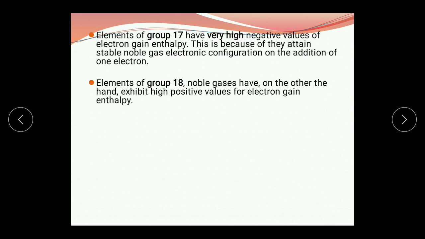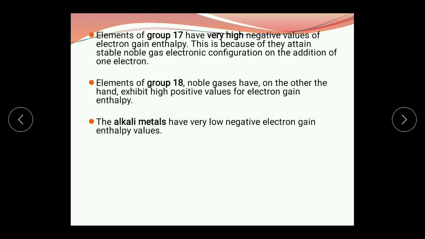Elements of group 18, that means noble gases, exhibit high positive values of electron gain enthalpy because, as they have a stable electronic configuration, it is very, very difficult to add an electron in their outermost shell. Hence, they show high positive values. So, among these two nearby groups, the 17th group elements show the highest negative values, while the 18th group elements show the highest positive electron gain enthalpies, as they can't add an electron in their outermost shell.